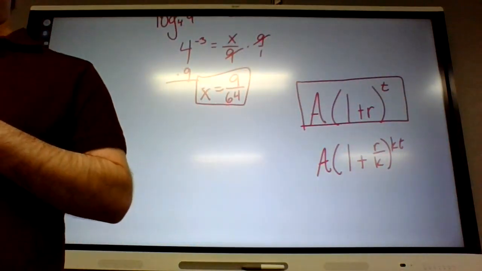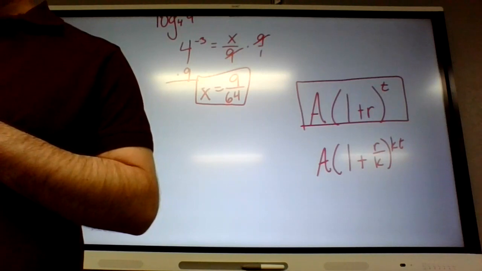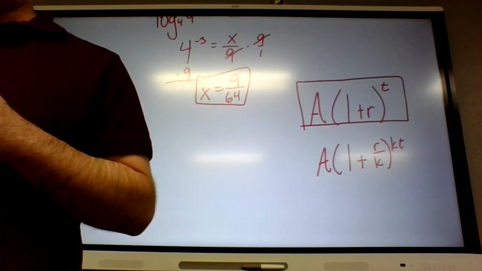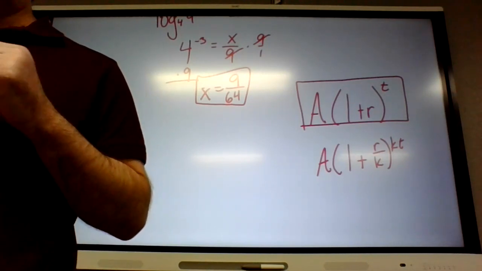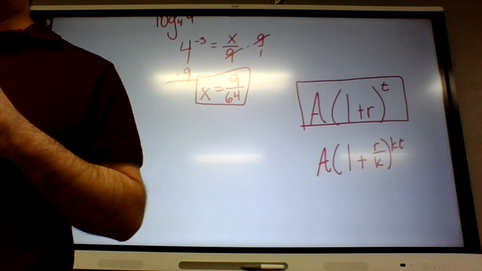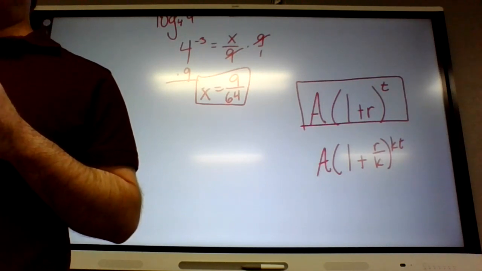37 says, $26,000 sports car loses 15% of its value each year. When will the car be worth $10,000?